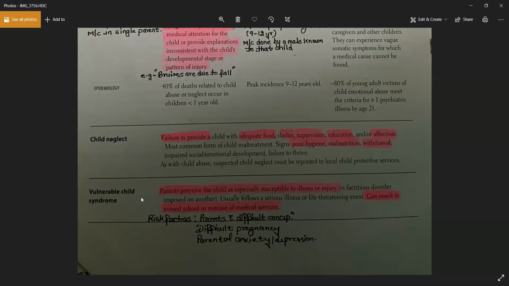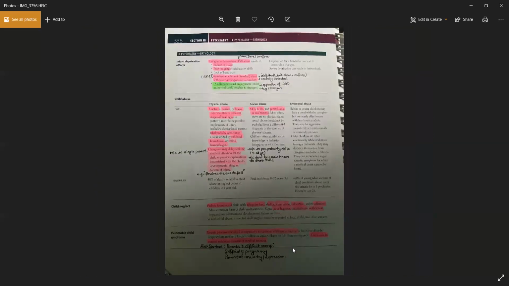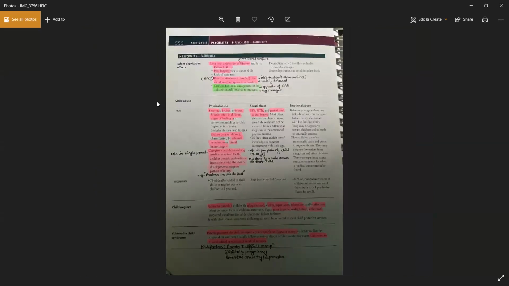I have one question. What's the difference between child neglect and infant deprivation syndrome? Infant deprivation syndrome can happen because of child neglect. It is a kind of cause of infant deprivation syndrome, you can say. Okay, thank you. So, any more doubt on this page? No.